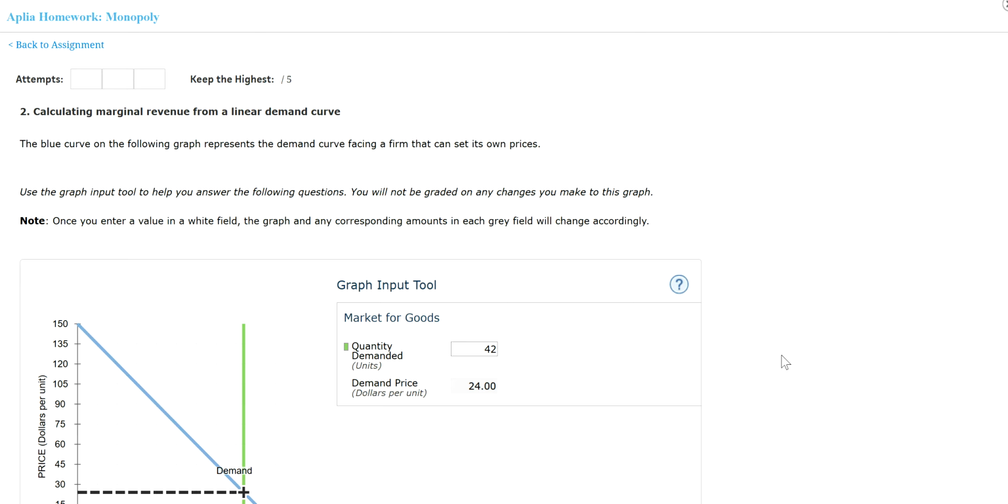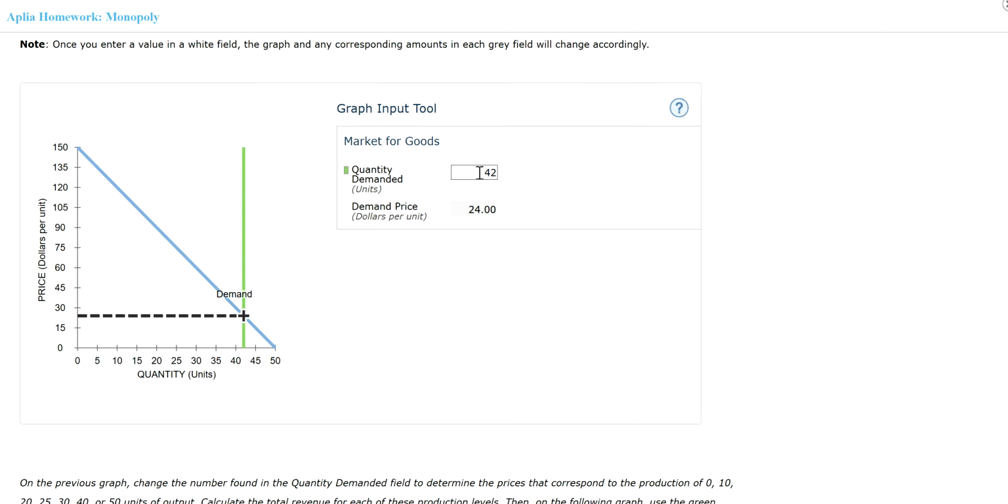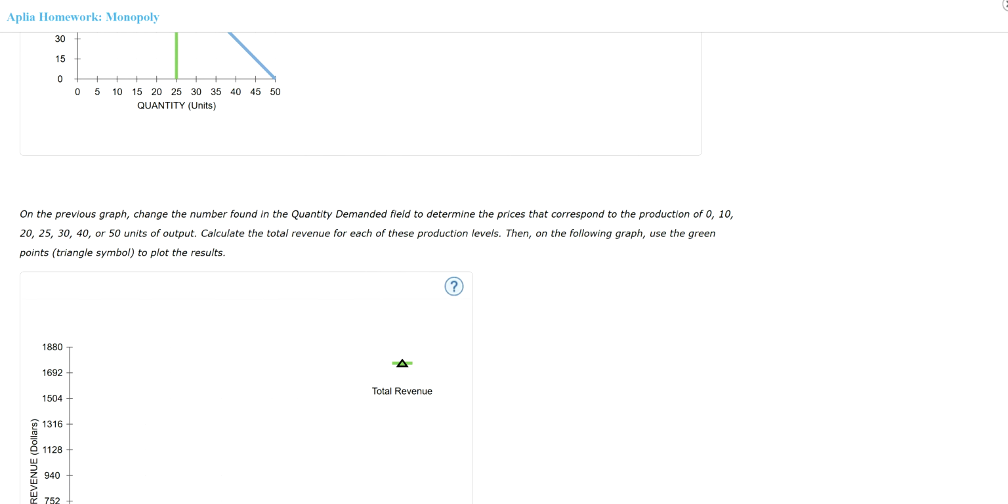So the question says calculating marginal revenue from linear demand curve. The blue curve on the following graph represents the demand curve facing a firm that can set its own price. So we have our demand curve over here, and then this is a tool we can use to change our quantity demanded, and then price over here. Now let's see what it's asking for.